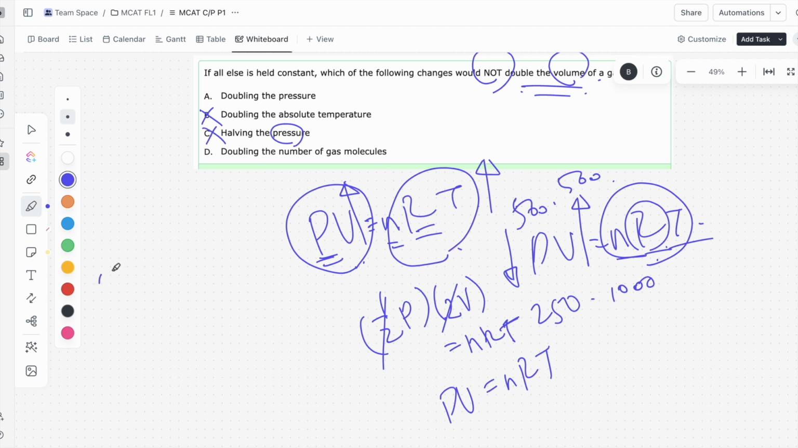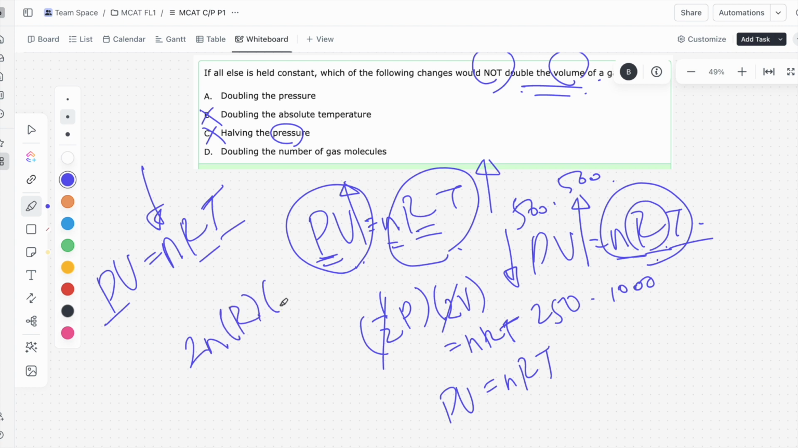Doubling the number of gas molecules. Same thing here. It's saying, hey, what happens if we double n? Well, everything else has to be constant. So that means if we put 2n times R times T, then we have to double the left side as well. And if pressure is constant, then the only thing we can really double is volume. So that's P times 2V. And so again, we know that doubling the number of gas molecules will double the volume as well.